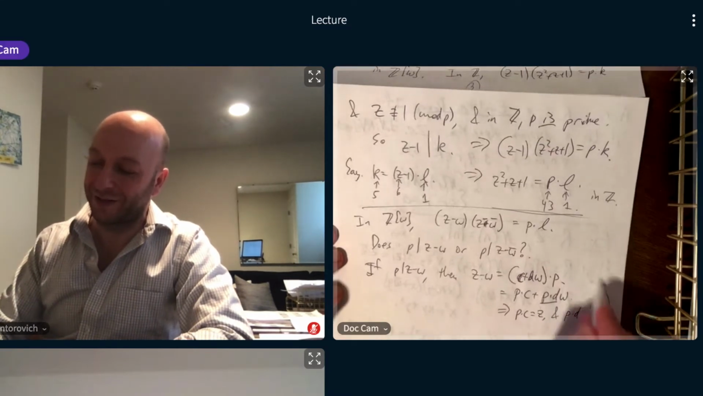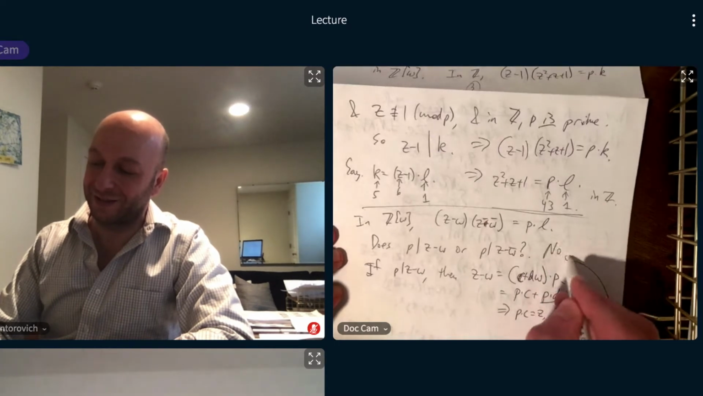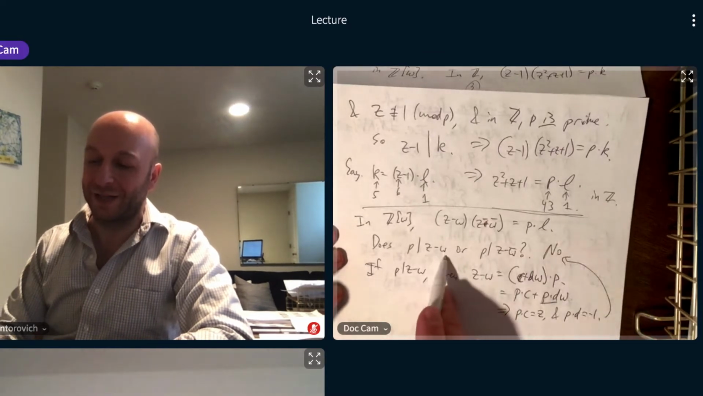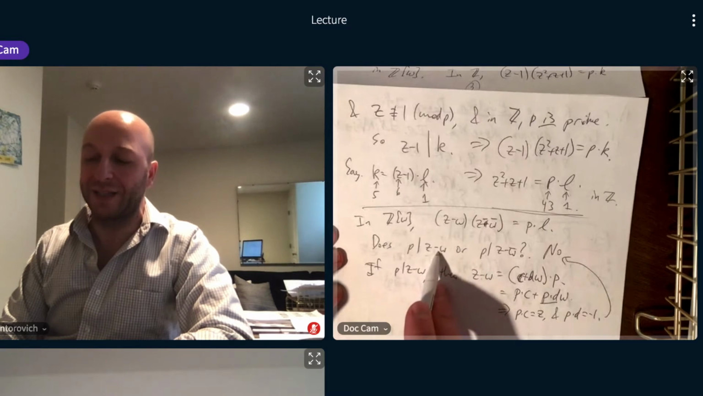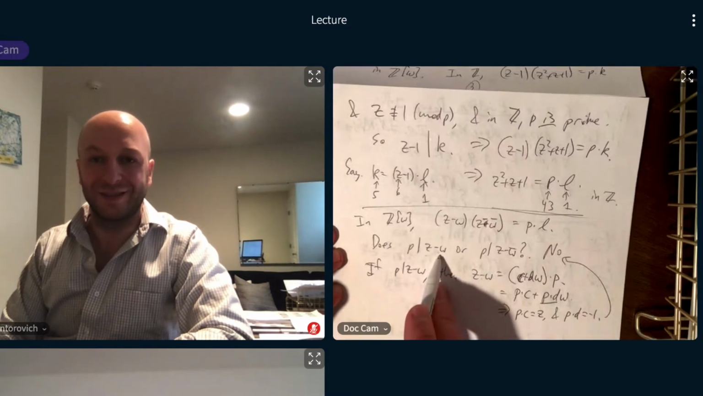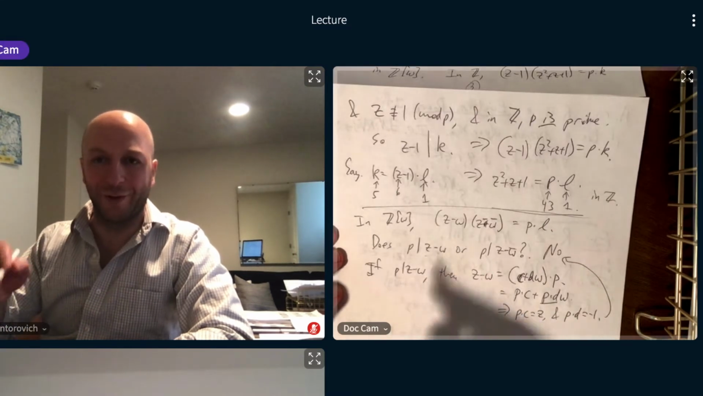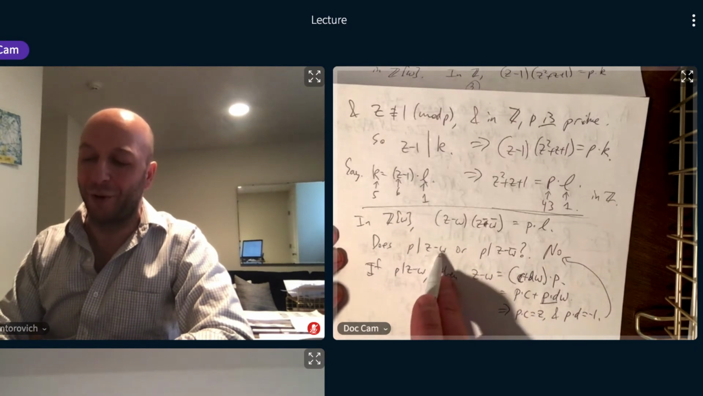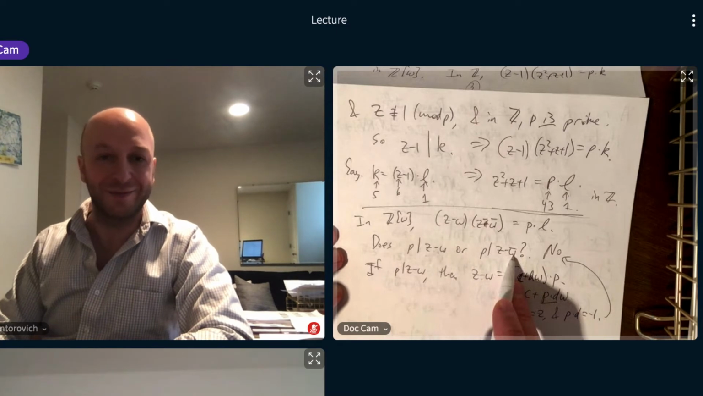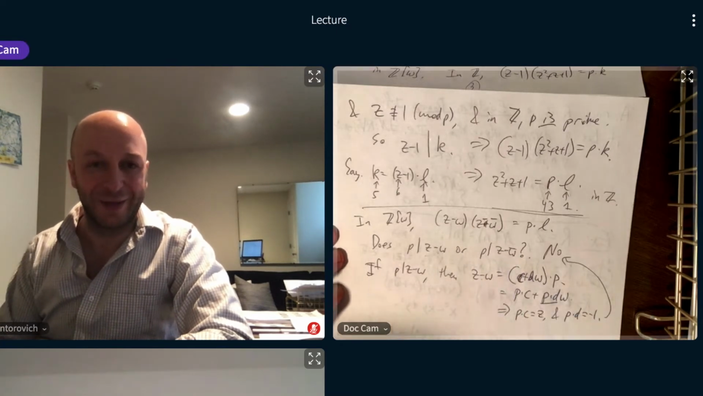So the answer is P does not divide Z minus W, because in the lattice, this is at height root 3 over 2, but the W component is 1. So P can't divide this, and P can't divide this either. Does that make sense? Can I get a thumbs up if everybody is following that?